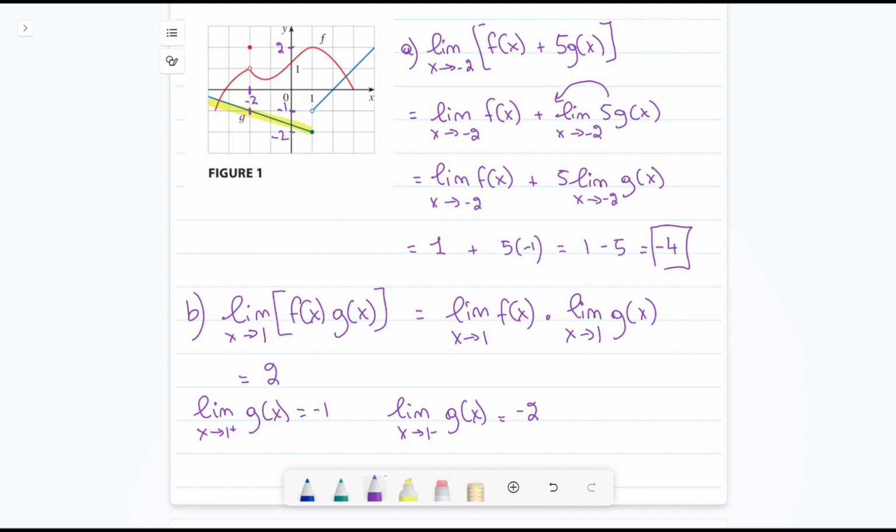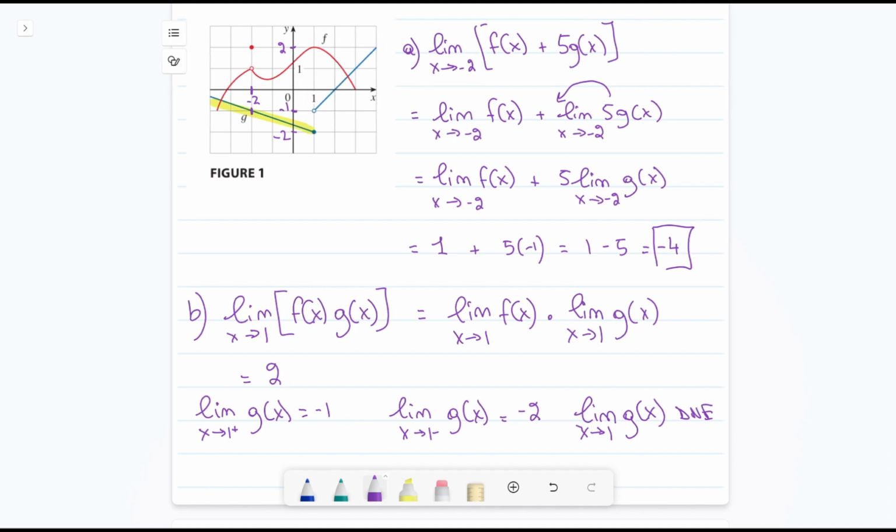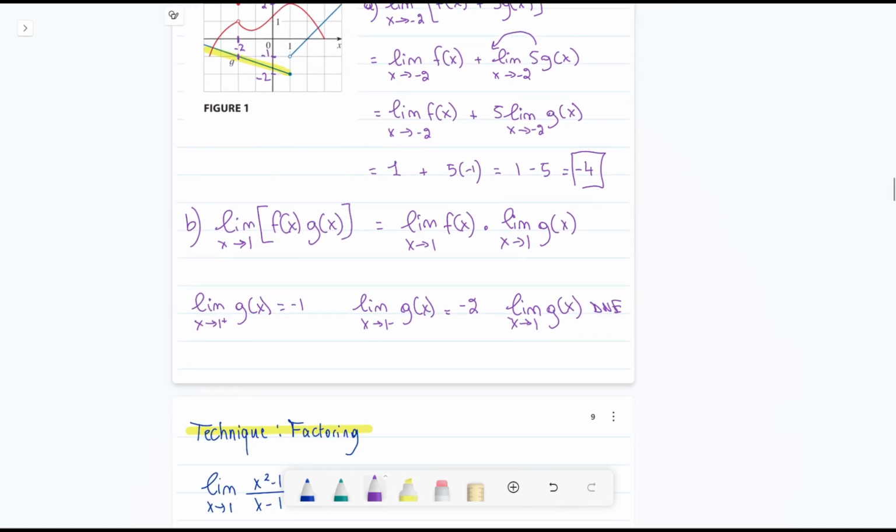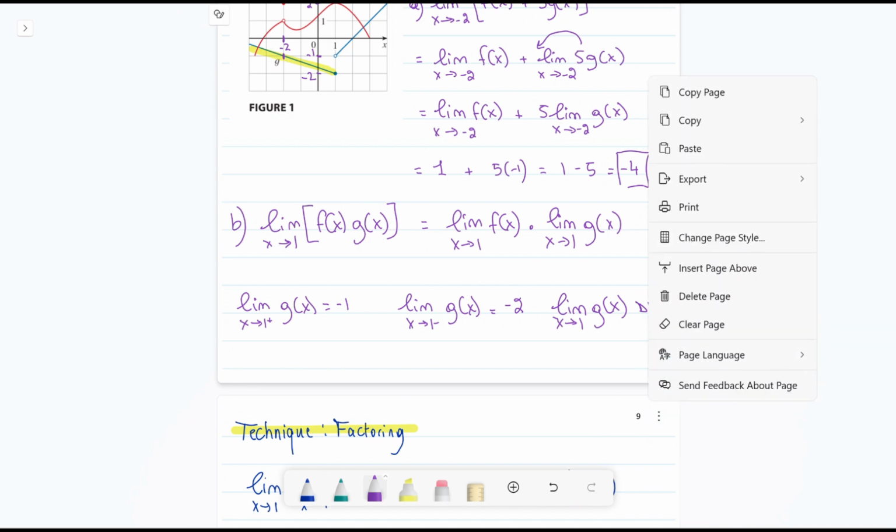And what can we conclude in such a case? That the limit of g of x as x approaches 1 does not exist because the left-hand side limit and the right-hand side limit are not equal. So in such a case, we cannot compute the limit of f of x times g of x as x approaches 1. But what we can do instead is compute one-sided limits. So let's see how we will do this.